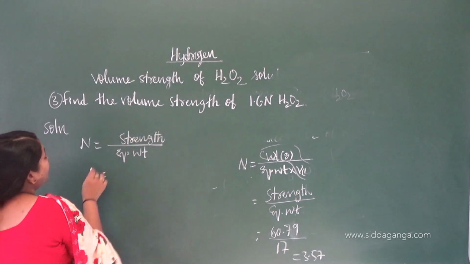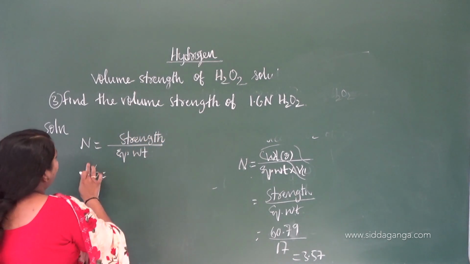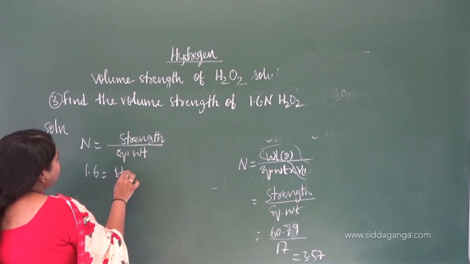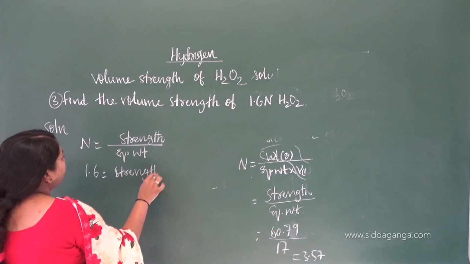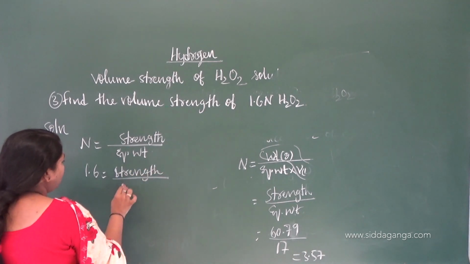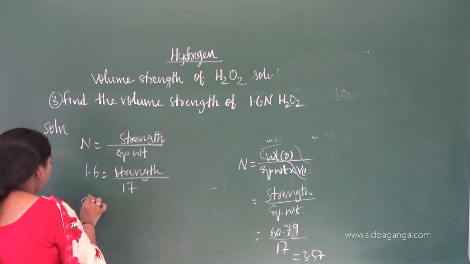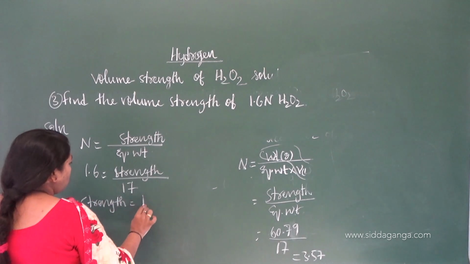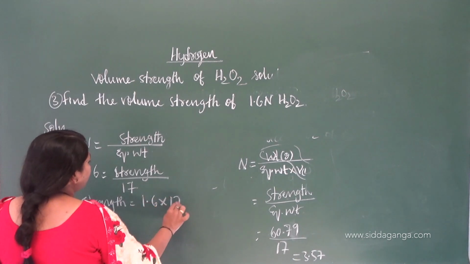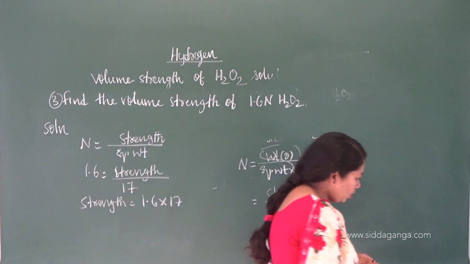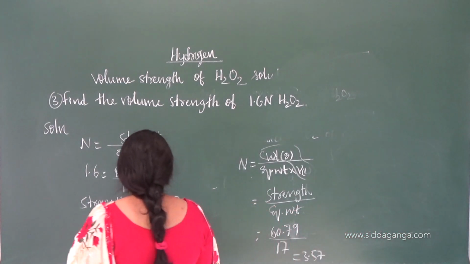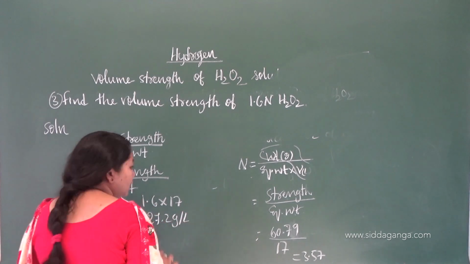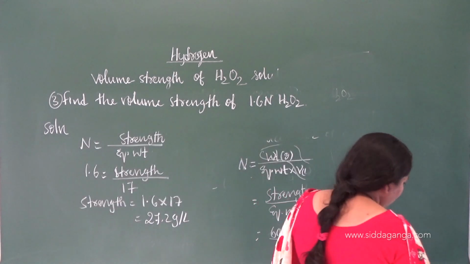So what is the normality they have given? 1.6. And what is the equivalent weight? Strength I will keep as it is, because we have to calculate this one, divided by the equivalent weight, 17. So strength is equal to 1.6 into 17, which comes around 27.2 grams per liter. This is how you have calculated the strength.